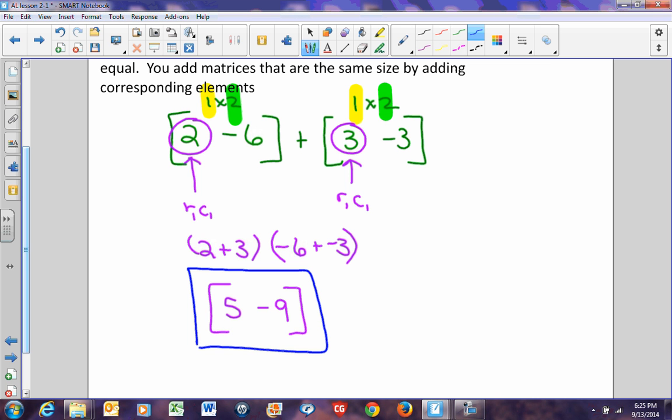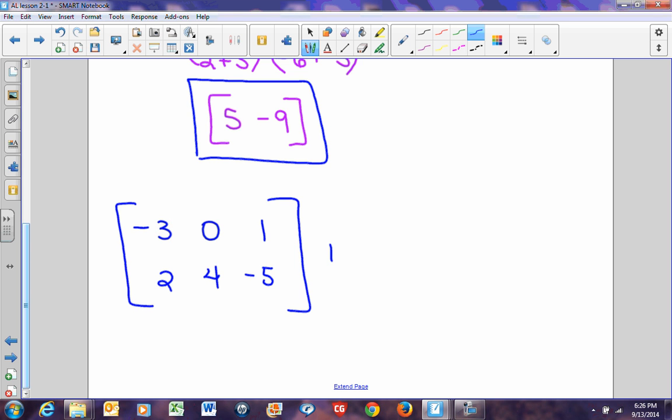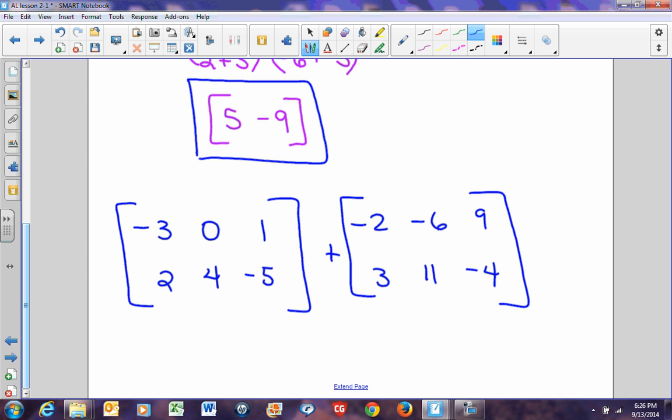Okay, for example, I'll give you one more example of a matrix because this is kind of new to some people. Let's say we have a matrix that looks like this. Negative 3, 0, 1, 2, 4, negative 5. This matrix is going to be added to this matrix right here. Negative 2, negative 6, 9, 3, 11, negative 4. And I'm just making this up as I go along.